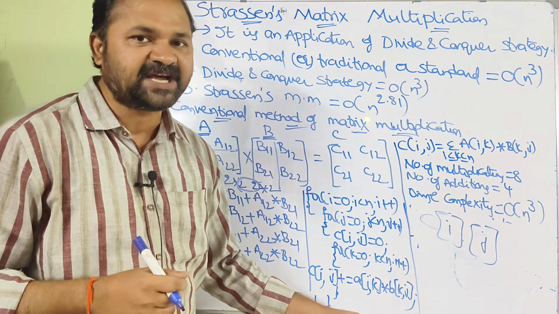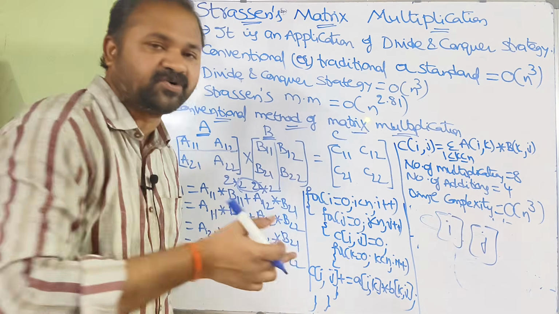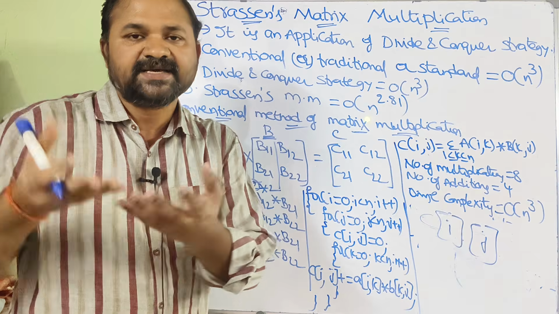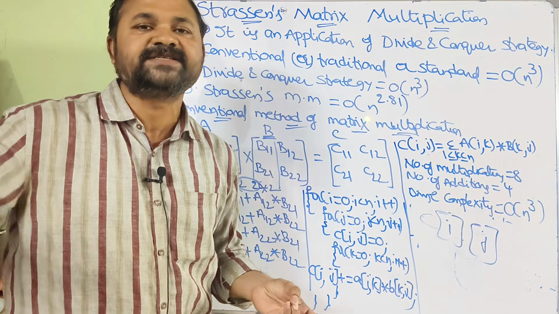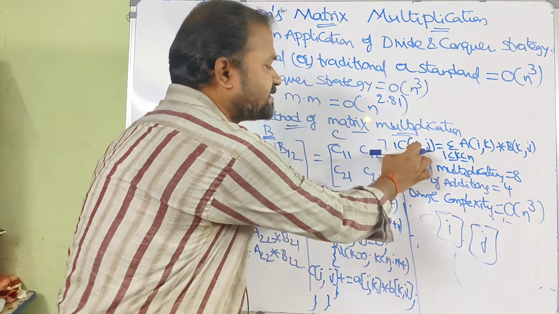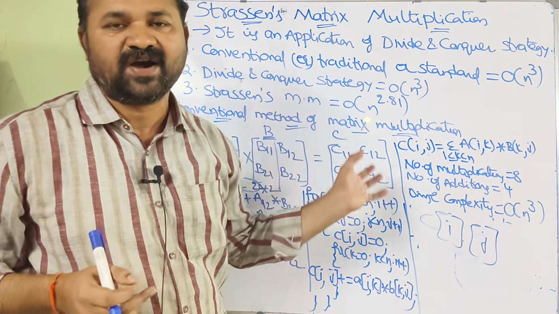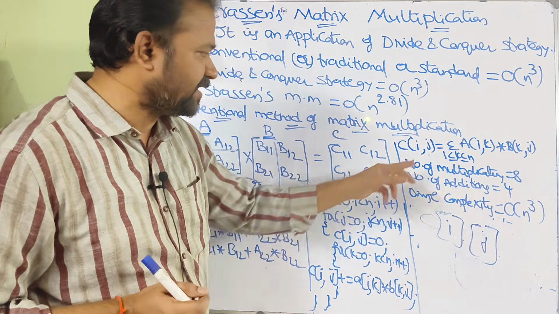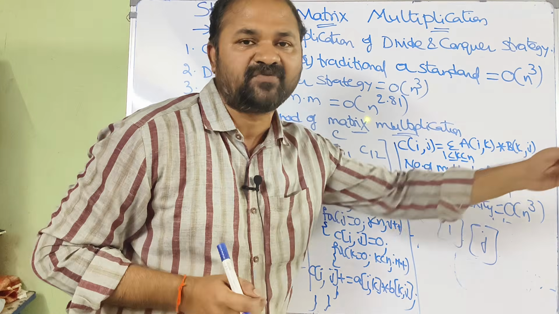So C of ij equals C of ij plus, that's why we are using plus equal to. A plus equal to B is nothing but A equals A plus B. We can write this statement like this also. So C of i comma j equals, this is the logic for doing the conventional way of matrix multiplication. The k value ranges from 1 to n. So A of ik into B of kj.